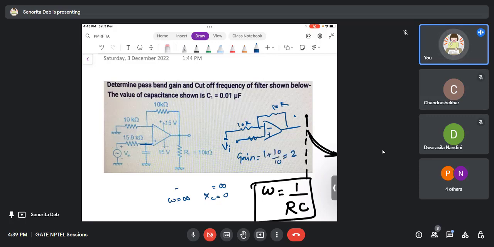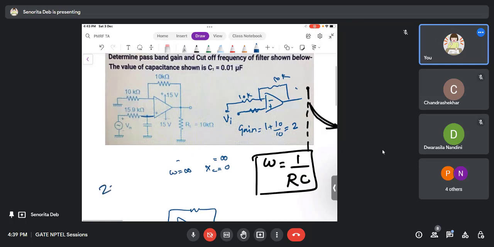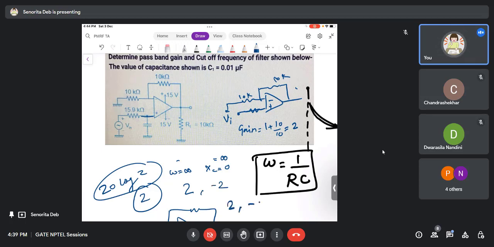Now, be careful, if they have asked you in dB, you have to do 20 log 2, which I think is 6 dB. Okay? If they ask in dB. If they are not asking in dB, then your answer is 2. One more thing they can confuse is, they can give you either 2 or minus 2, or 2 or minus 1 in the options. Why? Because if it had been an inverting amplifier, your answer would be minus 1. So if you don't see carefully which terminal is accepting the input, you will end up getting a wrong answer.